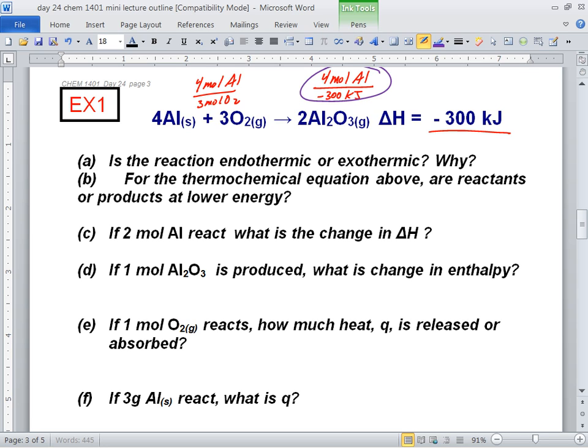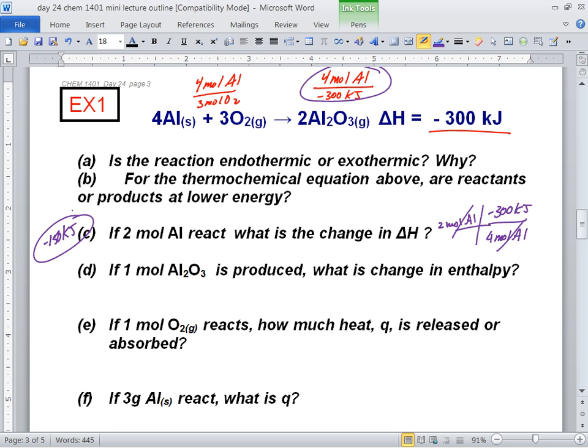You're just going to start with 2 moles of aluminum. And then you pick the right mole bridge. There's 4 moles of aluminum for every negative 300 kilojoules. So you get about negative 150. You should get about negative 150 kilojoules for that one.